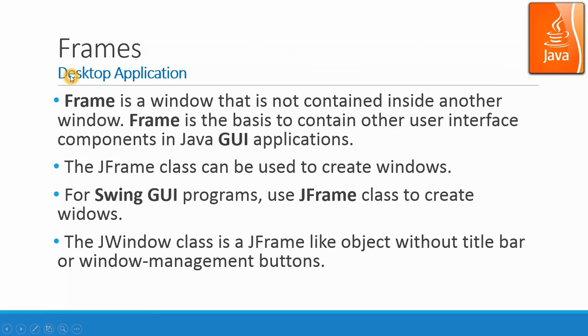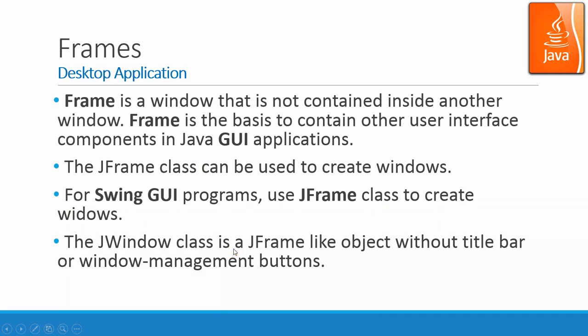Frame is for desktop applications. A frame is a window that is not contained inside another window. Frame is the basis to contain other user interface components in Java GUI applications. The JFrame class can be used to create windows. For Swing GUI programs, use the JFrame class to create windows.